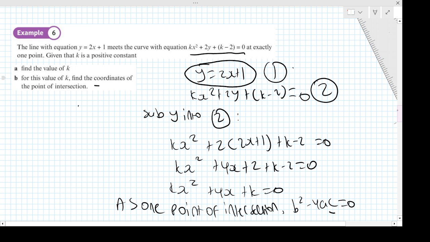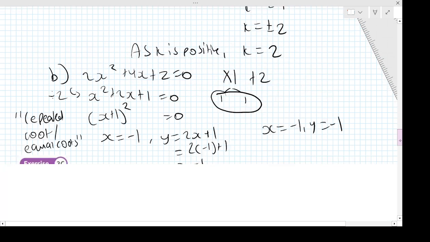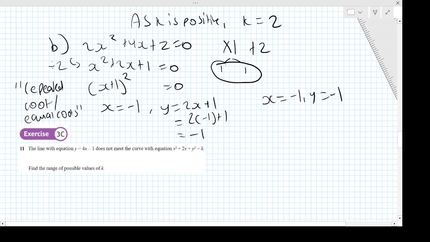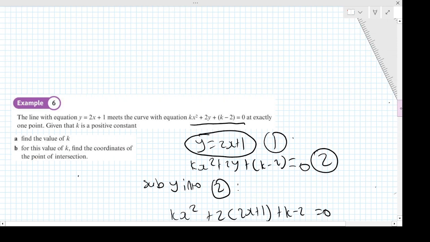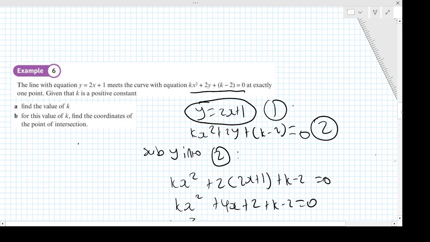But it said find the coordinates of the point of intersection, so, very key detail, we need to write this as a coordinate. It has to look like x, y, this way. So x is minus 1 and y is minus 1, so minus 1, minus 1. That is your final solution, the coordinates of the intersection. So that's really it. We're just applying what we did last time, essentially. Nothing really new in this regard. We looked at an example like this last time with quadratic simultaneous equations.